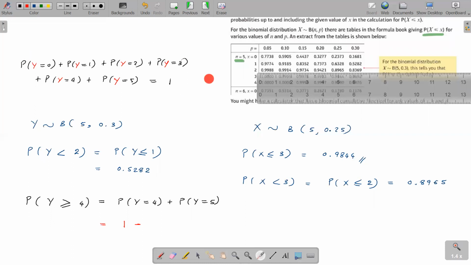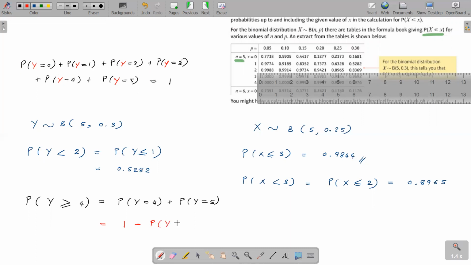1 is the total probability. If I want the probability of 4 plus 5, I need to remove what? 0, 1, 2, 3. I need to remove 0, 1, 2, 3. Do you agree? From 1, if I remove the probability 0, 1, 2, 3, I get the probabilities of 4 and 5 remaining. Do you agree? So then what do I do here? I should subtract what probabilities? Y0, Y1, Y2, Y3.